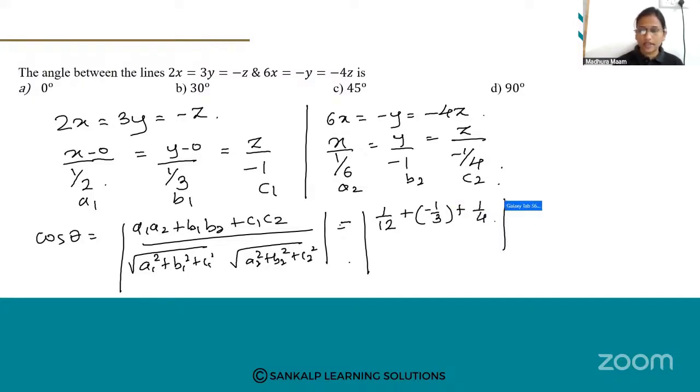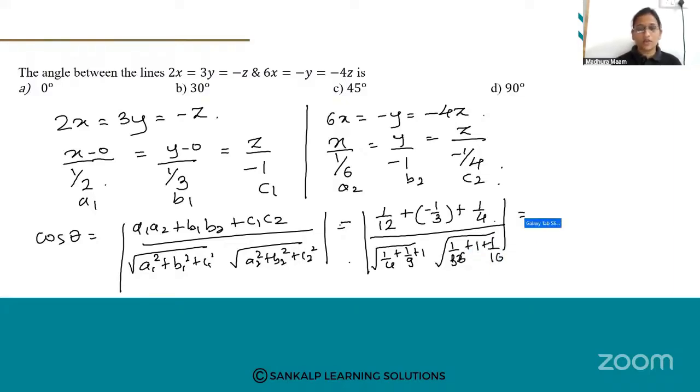Okay. So divided by the magnitude. What do we get? a1 square, b1 square, c1 square. That is 1 by 4, 1 by 9 plus 1. This is also 1 by 36 plus 1 plus 1 by 16. Correct? So first solve the numerator. In the numerator we have 12, 3 and 4. The LCM of these is 12. So this is into 1, this is into 4, this is into 3. So this is 1 minus 4 plus 3.